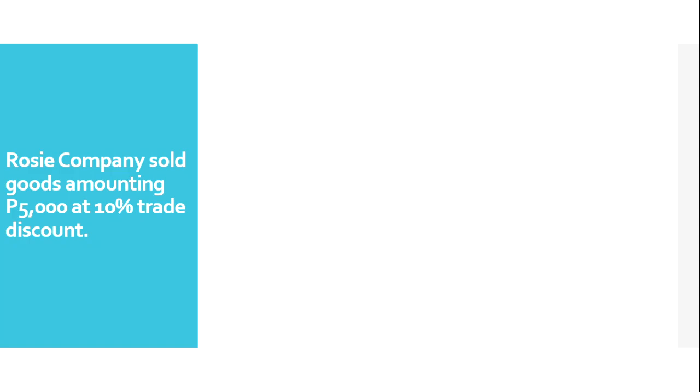In here, Rosie Company sold goods amounting to 5,000 at 10% trade discount. So, nakabenta daw si Rosie Company ng goods amounting to 5,000. Binigyan niya ng 10% discount si buyer. So, how are we going to compute?